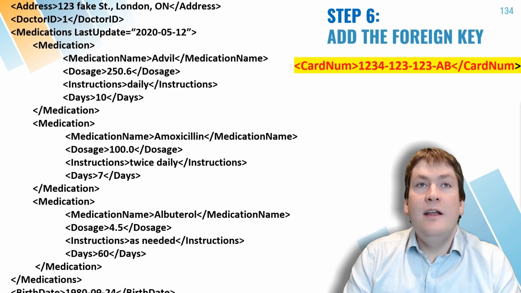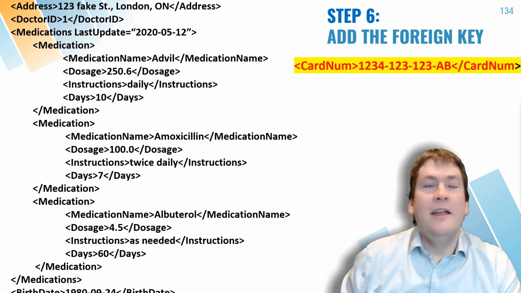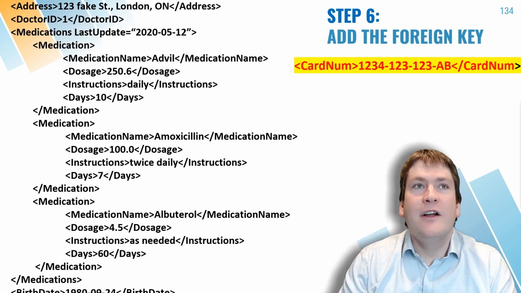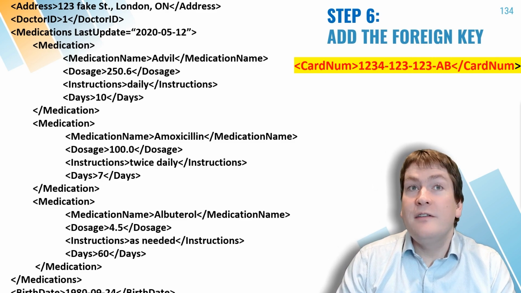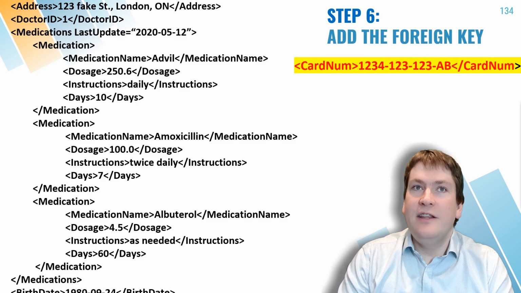Let's zoom in a bit, and remember that up here is our card number, the health card number for this patient. This is what's going to be our foreign key for the medications table. In the medications table, we want to list each one of these medications as belonging to this patient, Joe Bloggs. To do that, we're going to have to put a copy of that key into these medication records.